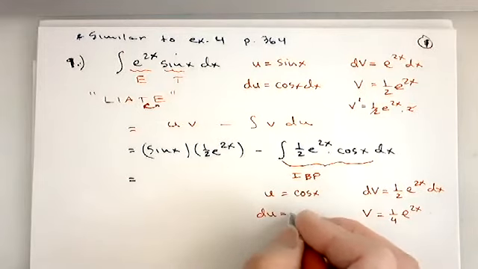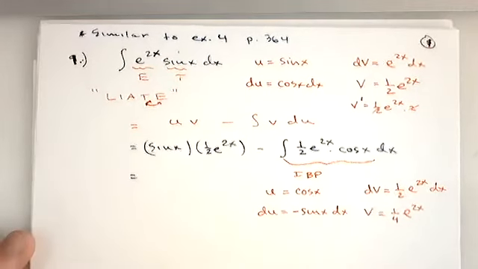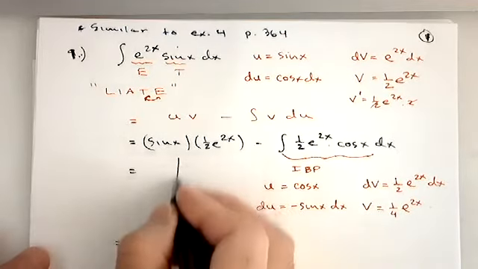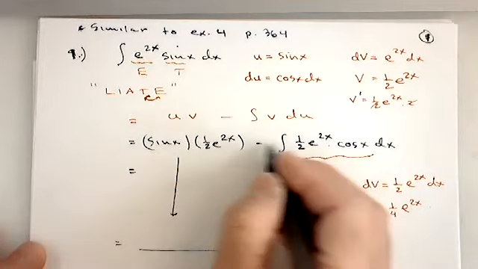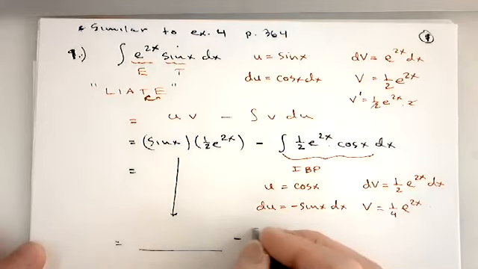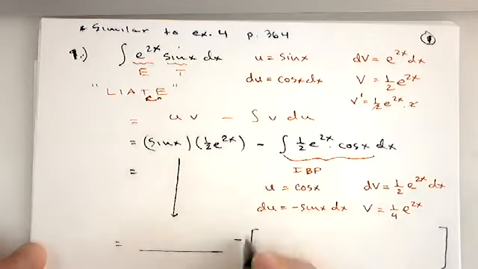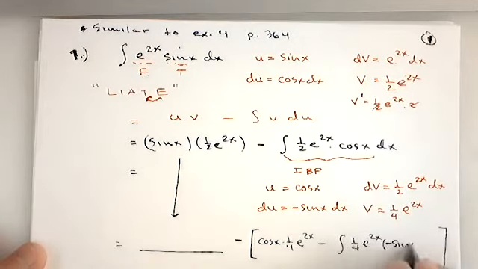The derivative of cosine is negative sine of x. And so now we're going to have, this is still going to stay here, right? That's coming down. Minus, and here we got to account for this because we're about to do a whole nother uv minus the integral of v du. So that minus sign is going to apply to everything we write here, which is uv, cosine x times 1/4 e to the 2x, minus the integral of 1/4 e to the 2x times negative sine x.